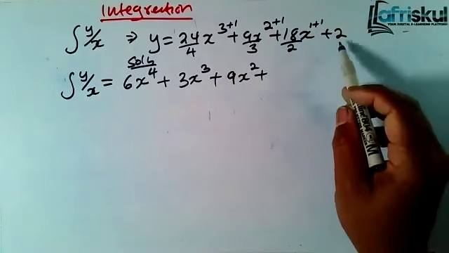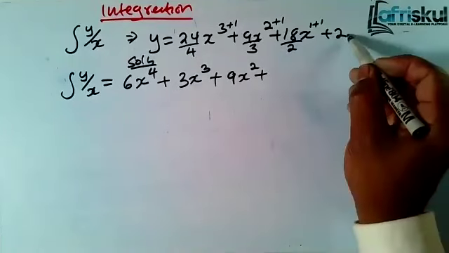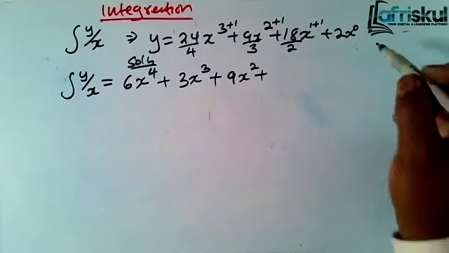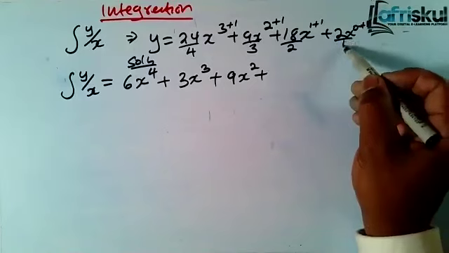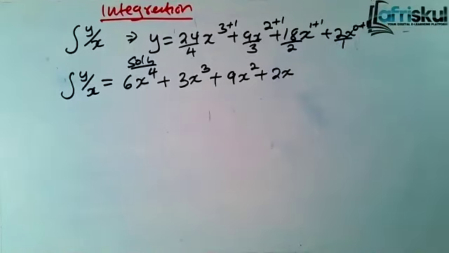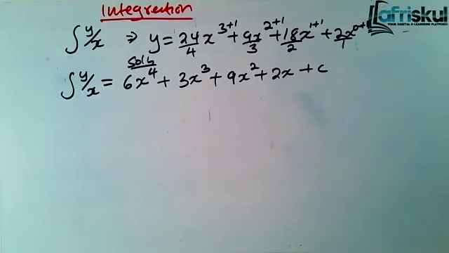Plus, now this 2, kindly let's be here. This 2 is the same as 2x raised to power 0. But we are not showing because it's a 0. This 0, you add 1. So 0 plus 1, you get 1. Then you divide by 1. So that means it will be 2x raised to power 1. And then you can add c. Now c will represent the constant.